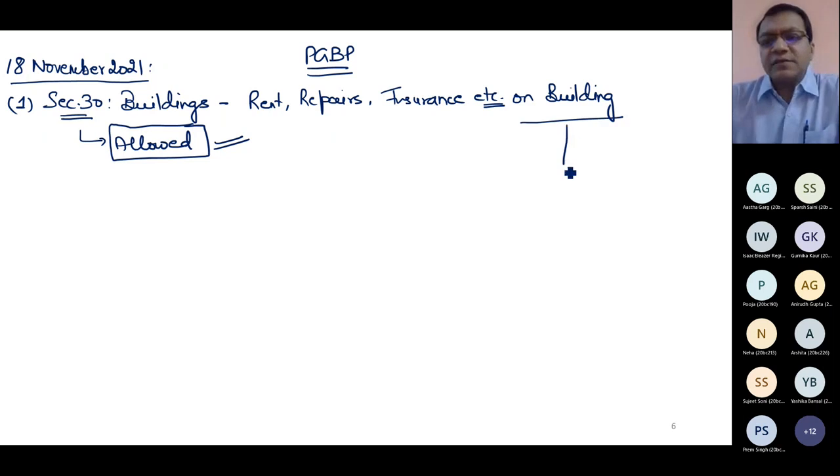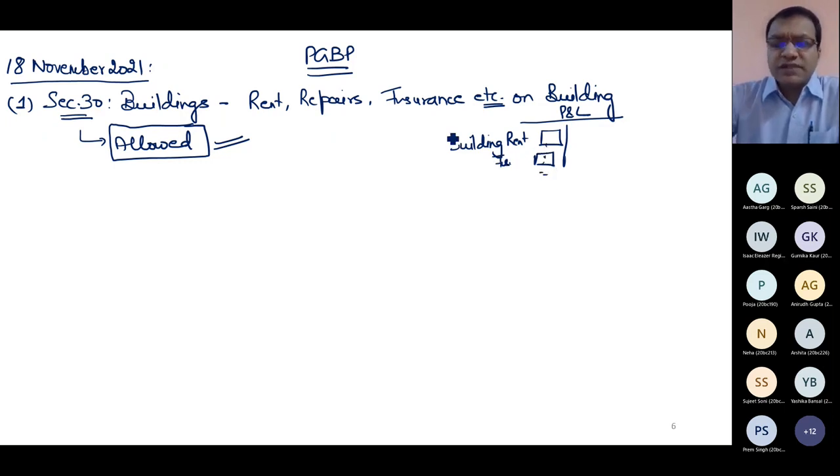So when any assessee prepares the P&L account, that person can show on the debit side, for the purpose of taxation, building rent. It's allowed. I can debit that. Building insurance, it's allowed. I can debit that. There is no problem. So we are just learning on the debit side which expenditures can be shown by me if I'm computing the business income or professional income as per the provisions of Income Tax Act 1961.